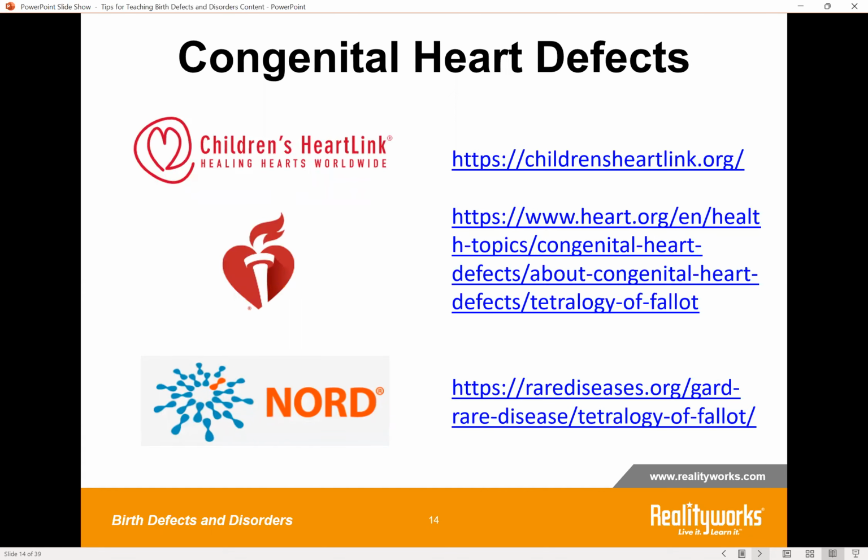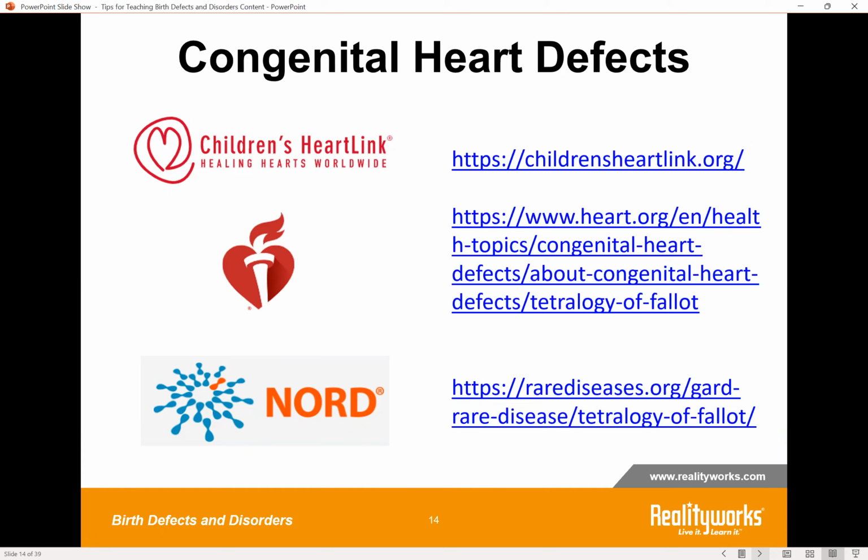Congenital heart defects. The first group is called Children's Heart Link. And on their website, they say, we build local level capacity for pediatric cardiac care through long-term partnerships and robust monitoring. They optimize patient care using education and train the trainer model. So that might be a good one to go to for information on heart defects.